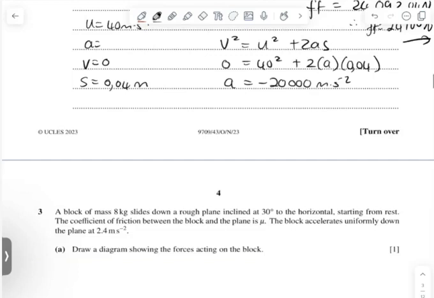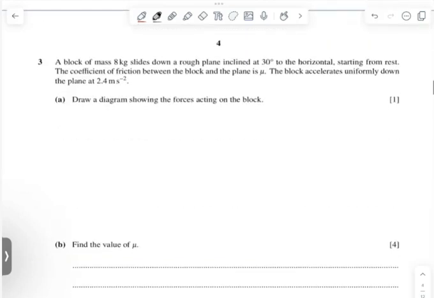Next question. A block of mass 8 kg slides down a rough inclined plane. So we're going to have friction, and because we've got an incline, we need to include our weight component going down. Draw a diagram. I haven't even read the rest of the question, but anyway, so there's 8 kg.